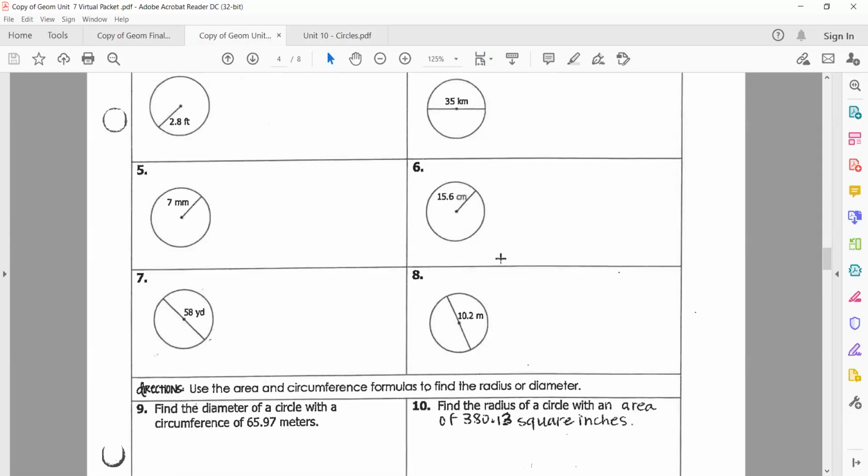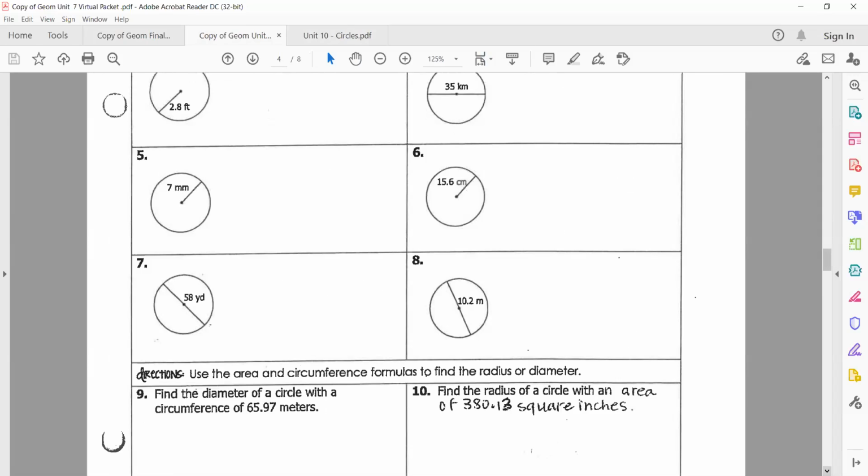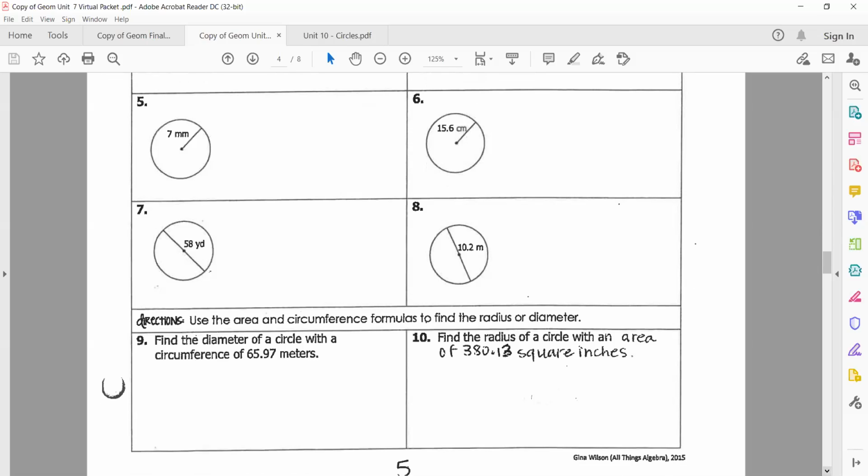Questions so far? No. Now, there's only so many things that they can do with these area and circumference problems. So you can see right away, problem number 9 and 10, they're trying to turn the use of these equations around on you. Find the diameter of a circle with a circumference of 65.97 meters. We got the circumference, and it's asking us to find the diameter. How do we do that? Are we using the same formula?